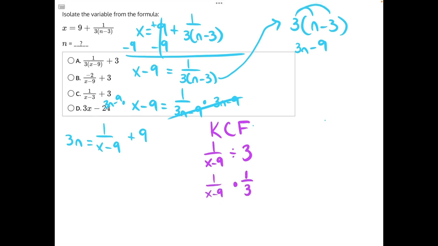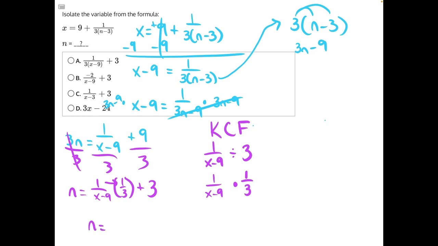So now we can reimagine this as, these will cancel, n is equal to 1 over x minus 9 times 1/3 plus 9 divided by 3 is going to give us 3. And then to simplify, we multiply our numerators straight across, n is equal to 1 over, and then multiply our denominators, 3 times x minus 9 plus 3, making answer choice A our correct answer.